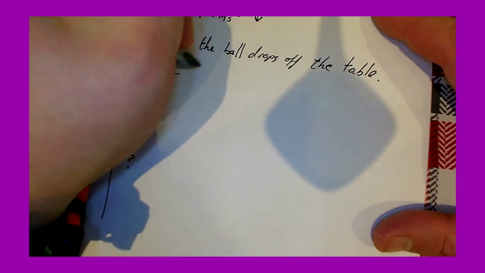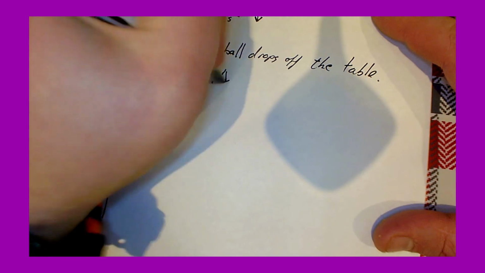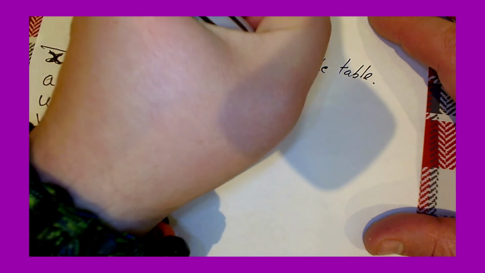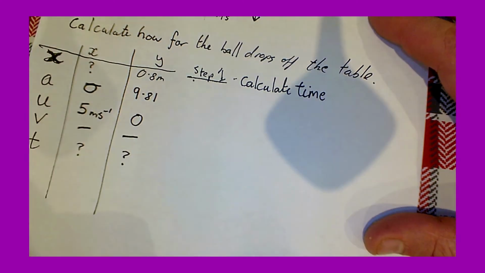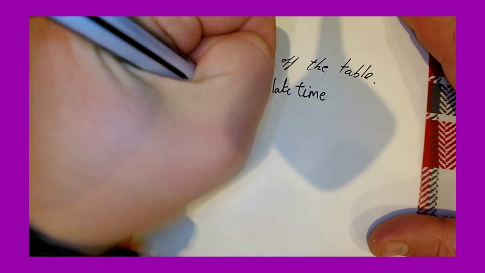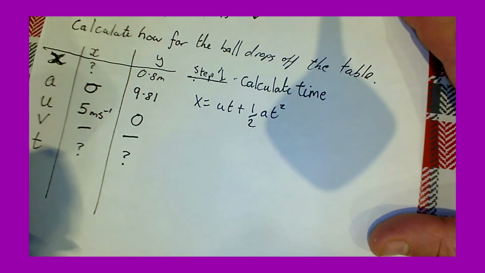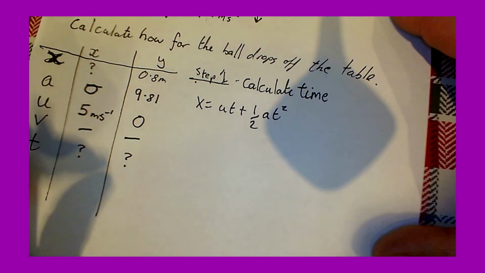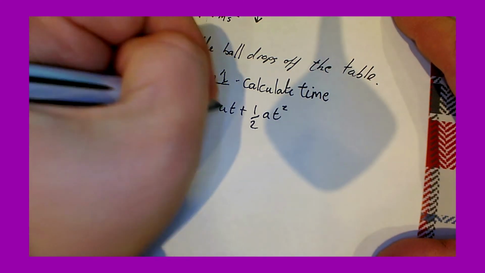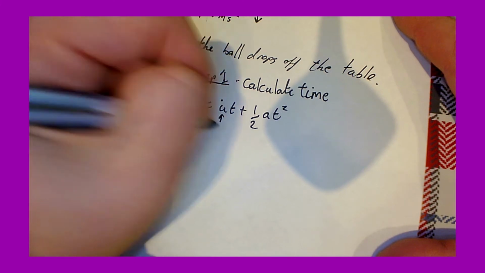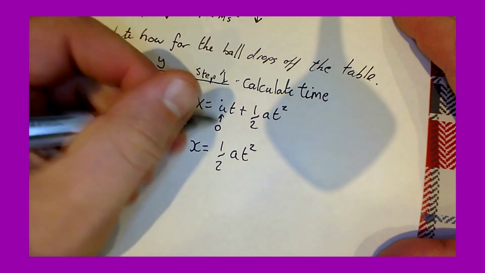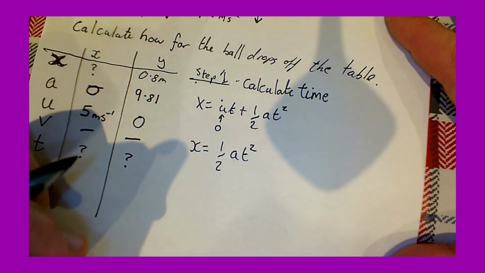So our first step, step 1, is going to be calculate the time. So we select our equation, x equals ut plus a half a t squared. Groovy, we know what we're doing with that. Now we've already said that u in this direction is 0. So this actually is 0, so we get x equals a half a t squared, because 0 times anything is 0, we can get rid of it.